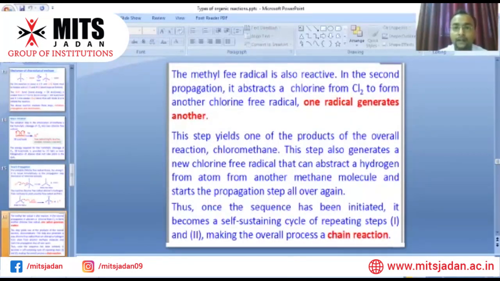One radical generates another free radical. So this step yields one of the products of the overall reaction, chloromethane. This step also generates a new chlorine free radical that can abstract a hydrogen atom from another methane molecule and starts the propagation step all over again. Hence, once the sequence has been initiated, it becomes a self-sustaining cycle of repeating steps 1 and 2, making the overall process a chain reaction. So this is the chain reaction.